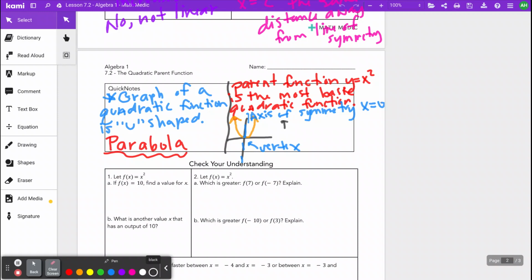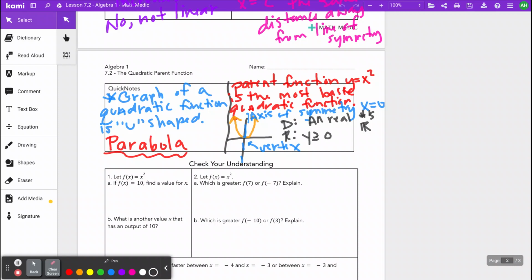The domain is always all real numbers. And we've used this symbol before, this R with the double stem. And the range is going to be y is greater than or equal to 0 in this case. I only have y values that are positive or 0 for my basic function.